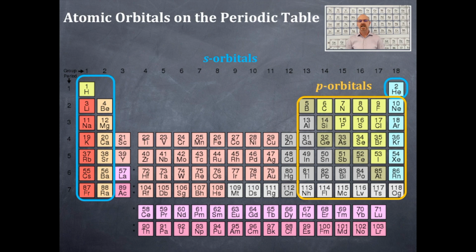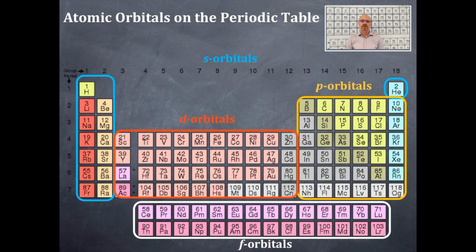Then we have the p-type orbitals. That's including this entire region over here, and anything lower than that also. Okay, and then we have the d-type orbitals. That's in this transition element region here. The transition metals are the d-type orbitals. Okay, and then we have the f-type orbitals. Those are the inner transition elements, and those are the f-type orbitals right there.